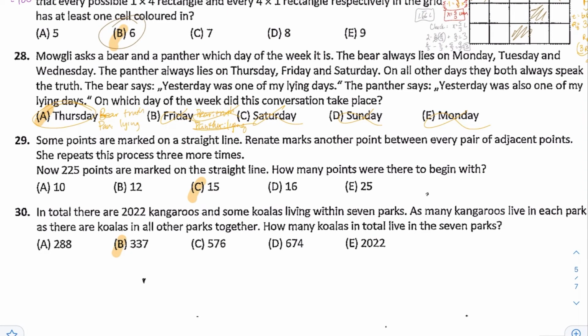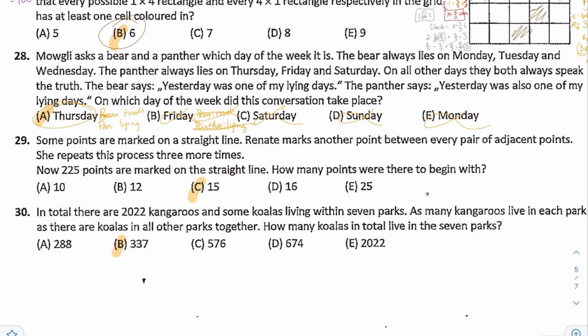Next for number 29, some points are marked on a straight line. Renate marked another point between every pair of adjacent points. She repeats this process 3 more times. Now she has 225 points that are marked on a straight line. How many points were there to begin with?